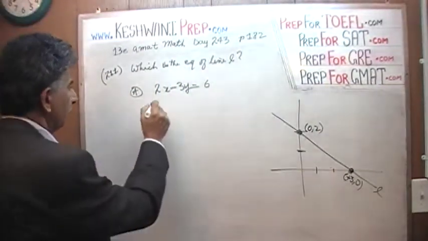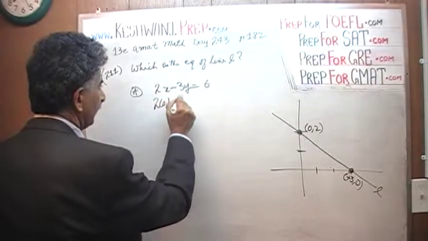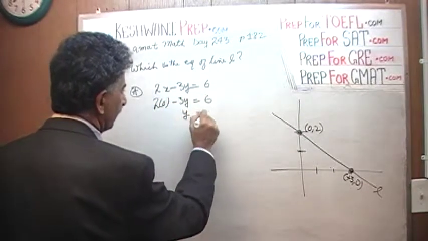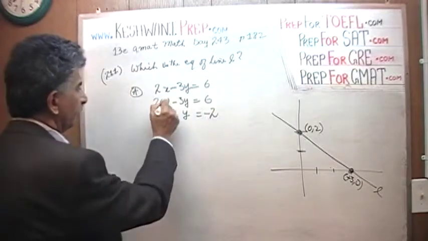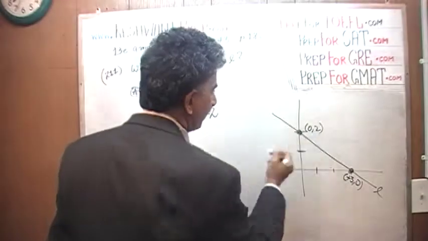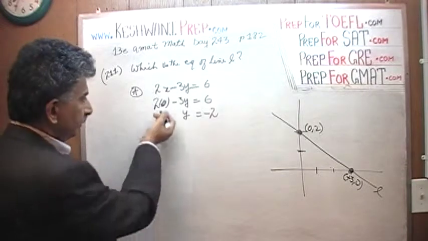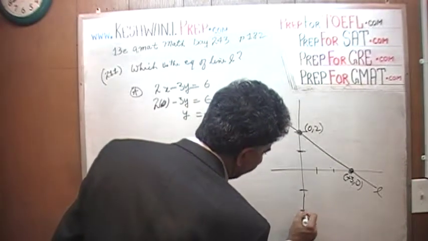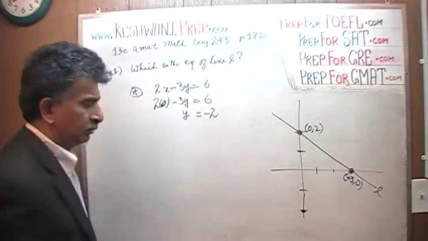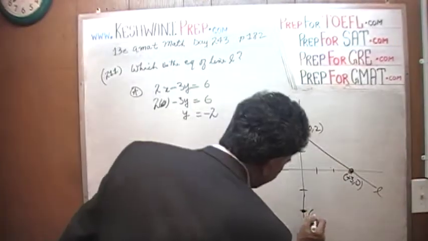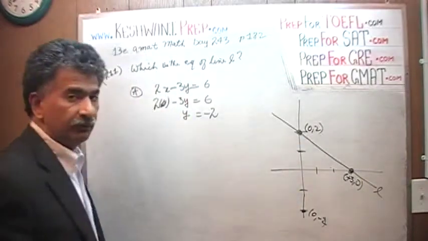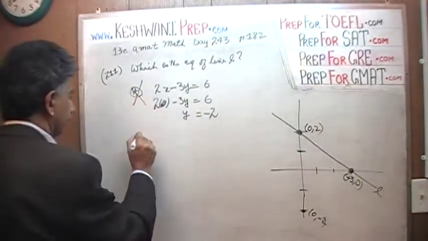Let's put in x equal to 0. If you put in x equal to 0, we end up with 3y equals 6, which means y equals negative 2. When x is 0, y is not negative 2, y is positive 2. This one describes a point down here. When x is 0, y is negative 2. The line does not go through that point. This is 0 and negative 2. The line does not go through this point. Line goes through 0 and positive 2. A is not the answer.